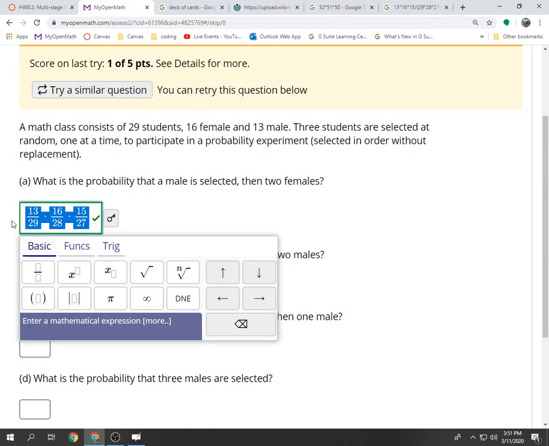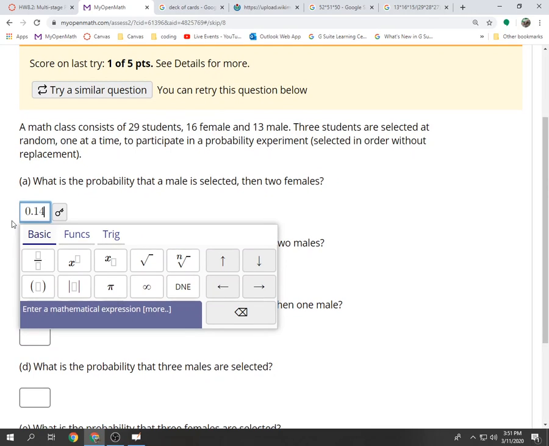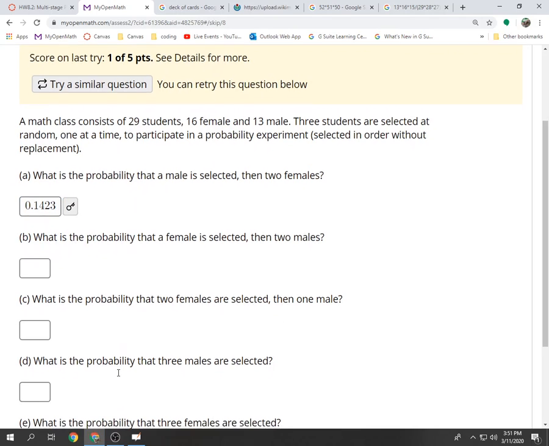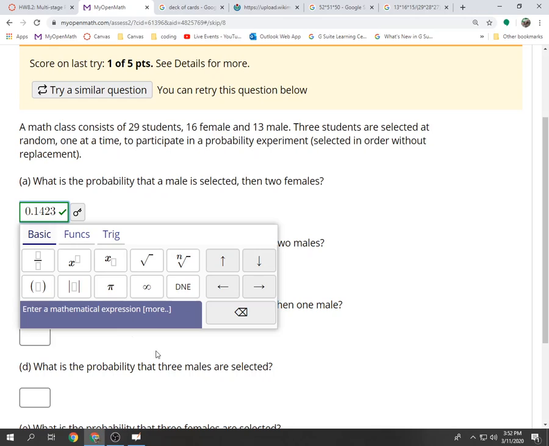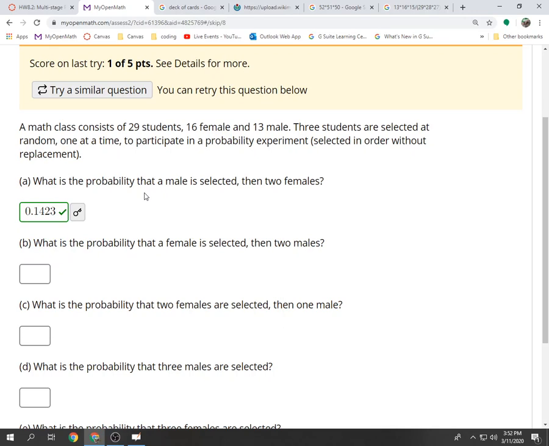Or I should be able to type 0.1, what was it, 1423098. Okay, so 4 decimal places is probably enough. Yeah, it said 4 decimal places is fine. But do be careful if it says some fine print about how to type it. Sometimes that matters. All right, so that one wasn't too bad.